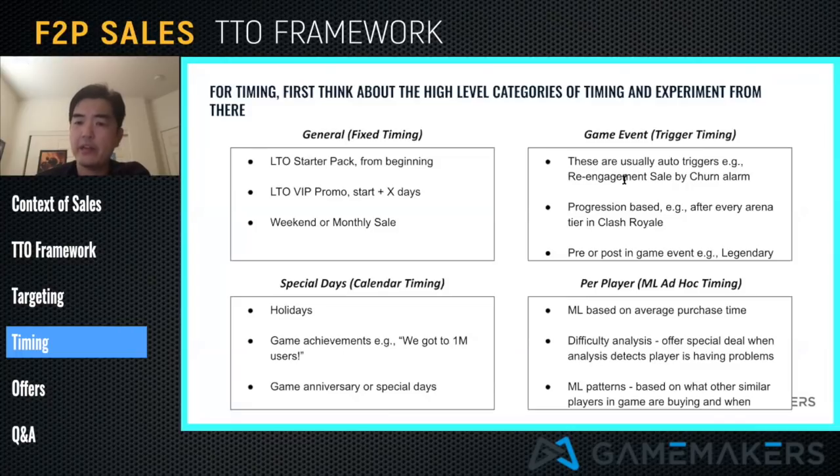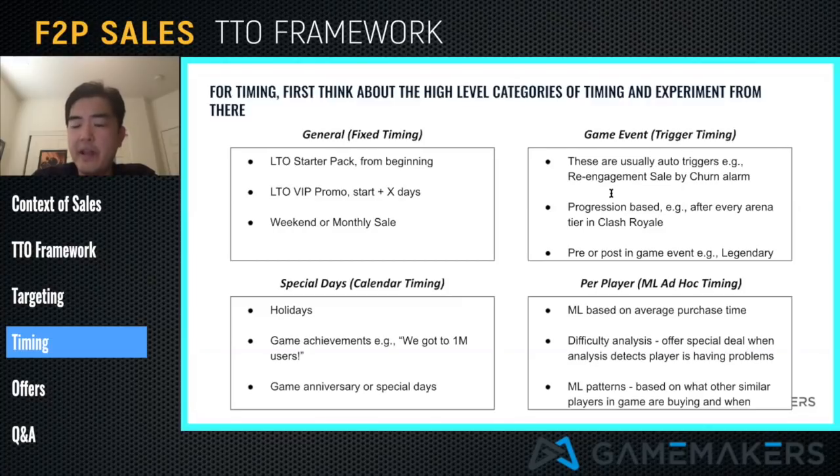In the upper right-hand corner, there is also timing based upon game events, or trigger-based timing. These are usually auto-triggered. For example, if a user gets tagged as a player who is potentially going to churn, because you've got some churn analysis running in the background, then you can send them a re-engagement sale. It could also be progression-based.